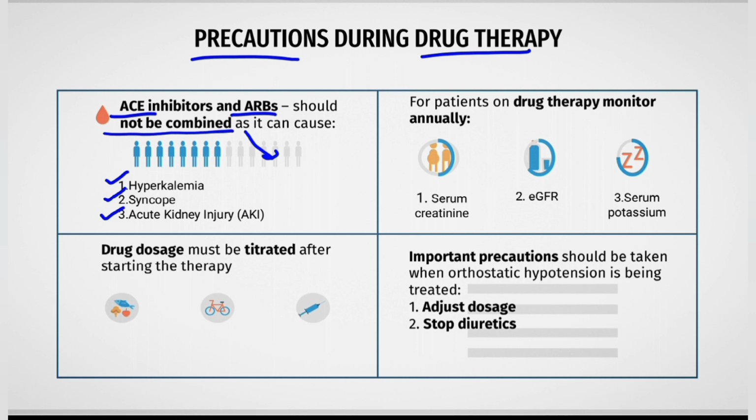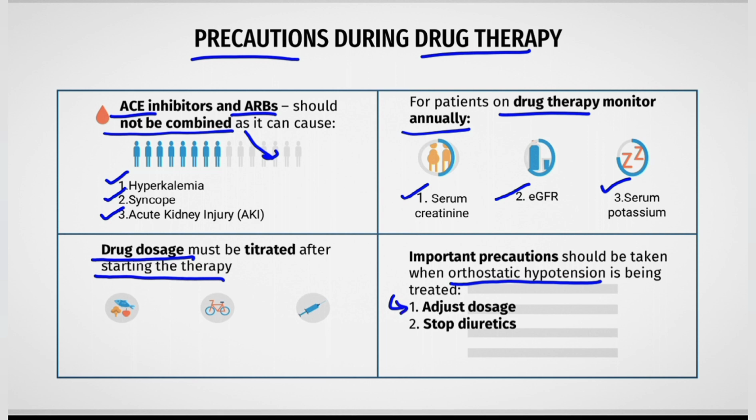Whenever we are starting therapy for hypertension, we should always titrate the dosage of the drugs. If any person is taking drug therapy for hypertension, we should monitor annually the levels of serum creatinine, the eGFR, and serum potassium. If any person is taking treatment for orthostatic hypotension, in that condition we should take important precautions in respect of adjustment of the dosage of the drugs, and we should stop the diuretics in such persons.